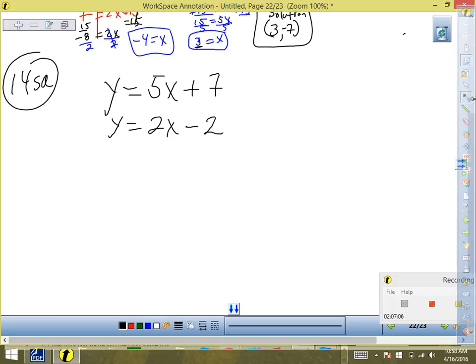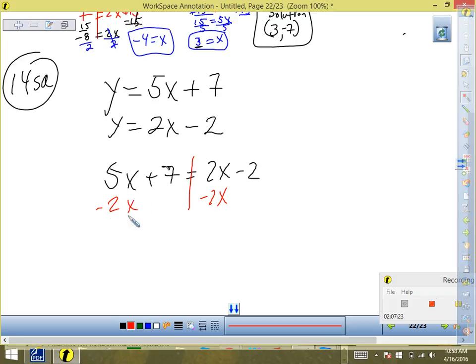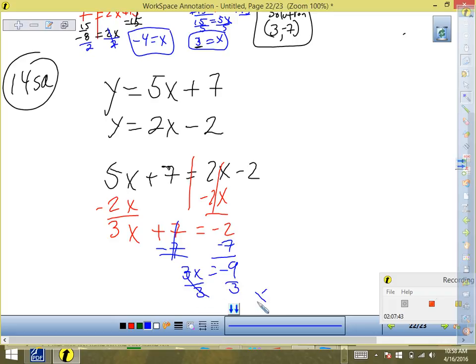All right, let's see. You should have written 5x plus 7 equals 2x minus 2. Is that correct? Laying down the equal sign, minus 2x, minus 2x. 3x plus 7 equals negative 2. Minus 7, minus 7. 3x equals negative 9. Divide by 3, divide by 3. X equals negative 3. Hands if you got that.